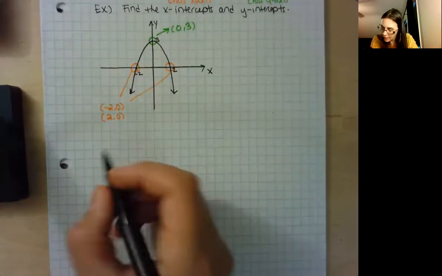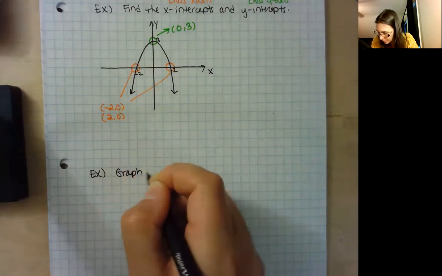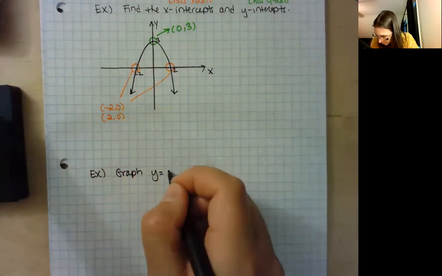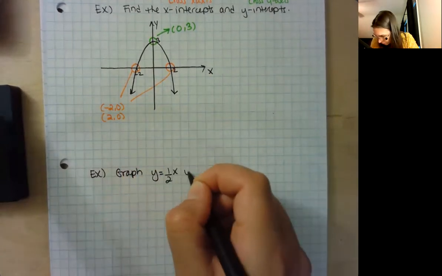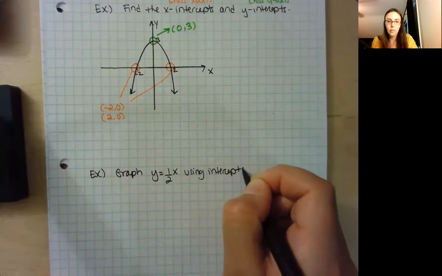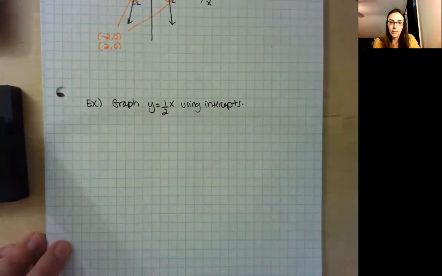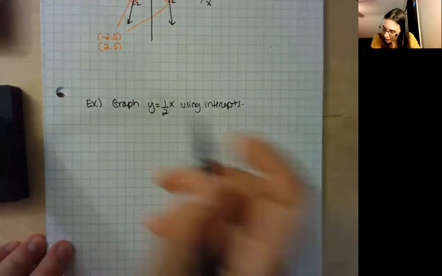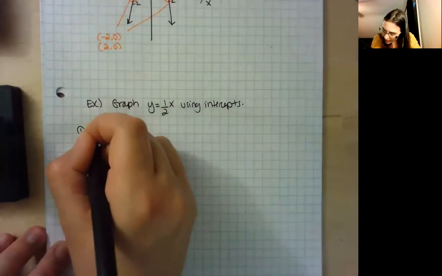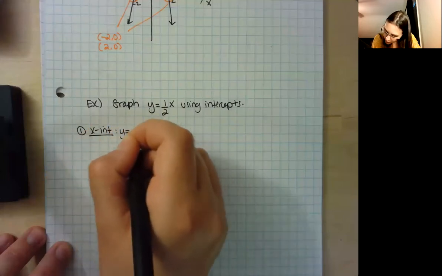All right, let's do one last example. So let's graph y equals 1/2 x using intercepts here. So again, we're going to start. I need to find my x-intercept first. So that means you're going to plug in y equals 0.